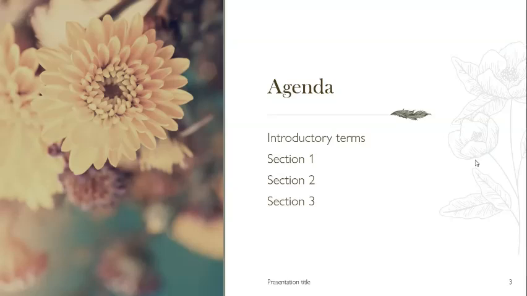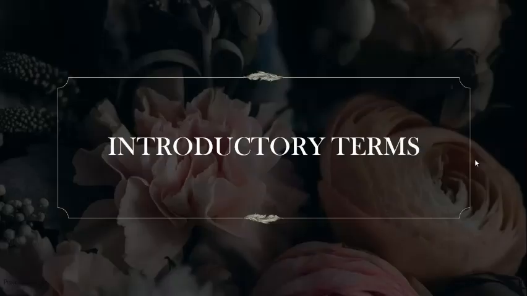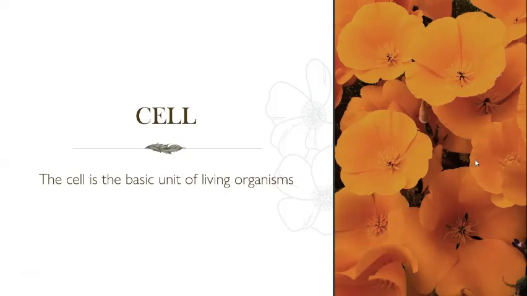So first of all, our agenda within these classes will consist mainly of Section 1, Section 2, and Section 3, which will deal with individual aspects of the entire Human and Social Biology syllabus. So let's look at the introductory concept. We'll start off with the first concept, which is the cell. The cell is the basic unit of all living organisms. It is one of the smallest units of all living organisms.